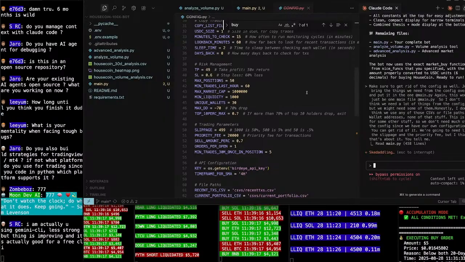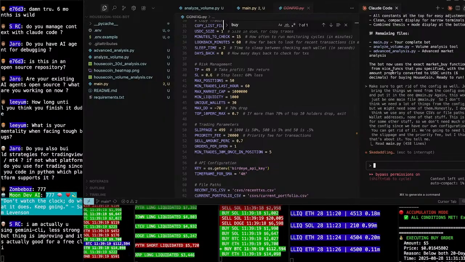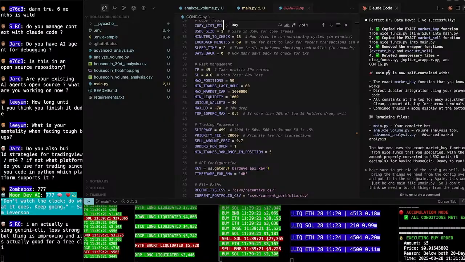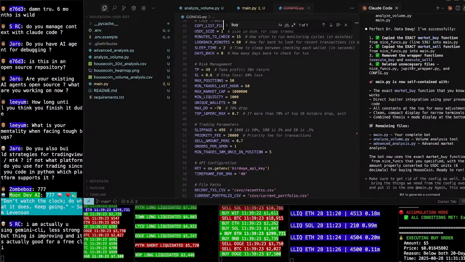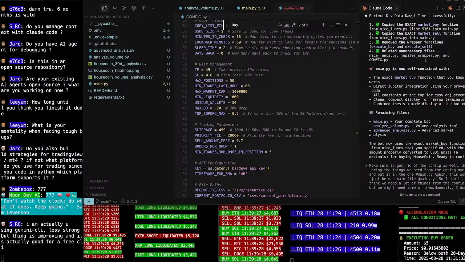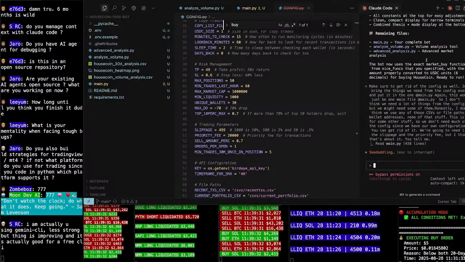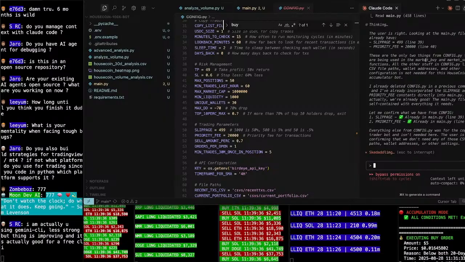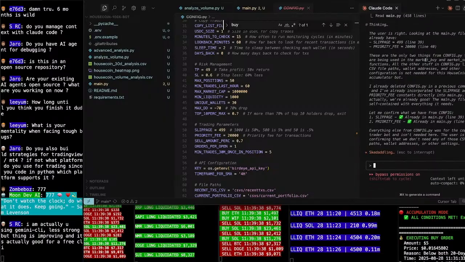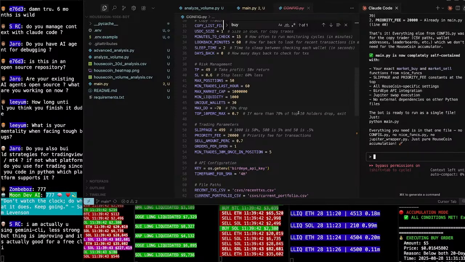Oh, I think she got rid of the config. Cool. She already did that. Copy the exact market buy function. Copy the exact market sell function. Perfect. Remove the wrapper functions. Execute. Perfect. Deleted nice funcs, Jupyter wrapper and config.py. Okay. She already did that, so I told her to do something she already did. She's like, what? What is you talking about? Slippage fee here?